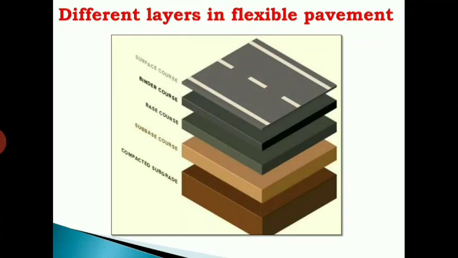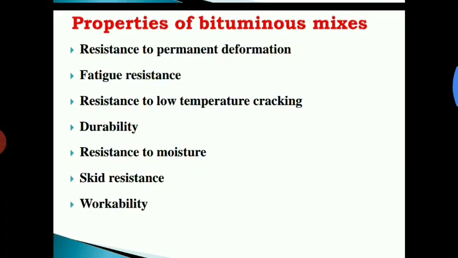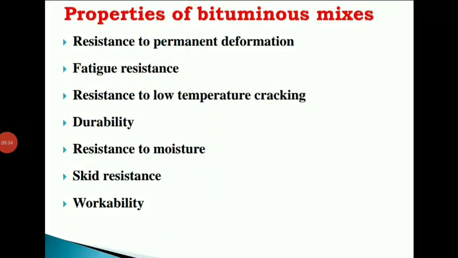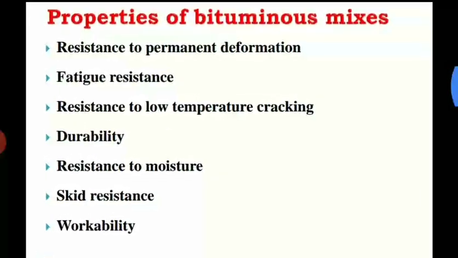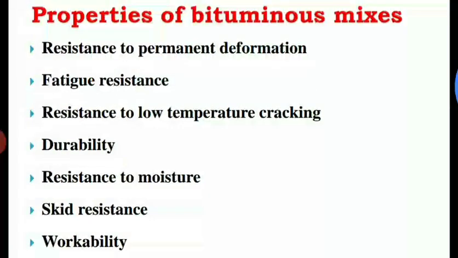And moving to the next part, that is properties of bituminous mixes. So here it should have certain properties such that the road should be stable, it should be environmentally friendly, and it should be easily accessible to the users. So it has certain properties with respect to its strength as well as other parameters, such as durability and all. So here the first property is resistance to permanent deformation.